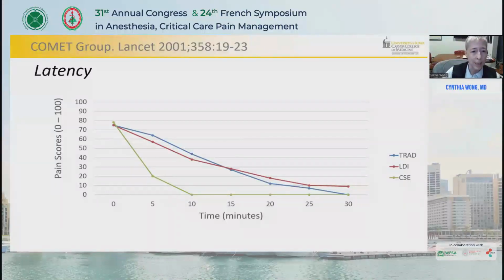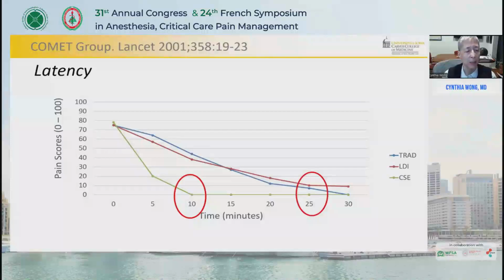And you can see that after 10 minutes, 100% of patients in the CSE group had a pain score that was 0. And it took over 25 minutes for the epidural groups to get a pain score that was less than 1. So significantly faster onset of analgesia with a CSE technique compared with an epidural technique.